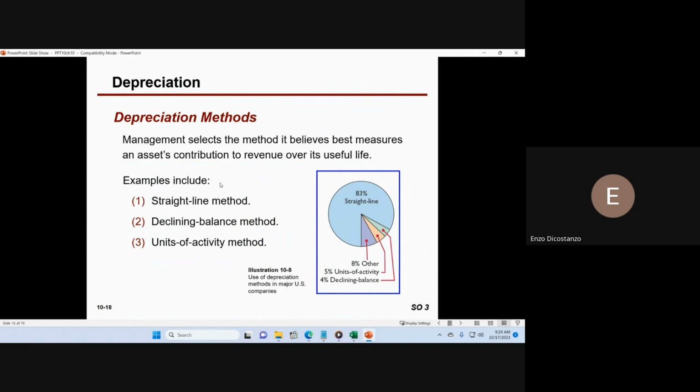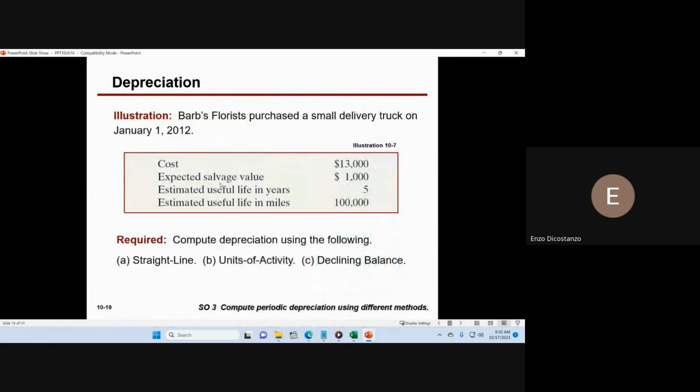Management selects the method it believes best measures the asset's contribution to revenue over its useful life. Actually, we may have worked on this one also. This was the first depreciation example. We got pretty deep into these chapters in class. There's an initial cost. There's a salvage value. Now, you're not depreciating the $13,000. You're depreciating the net of cost versus salvage value. So you have to subtract the 1,000 from the 13,000 and divide by 5 years.